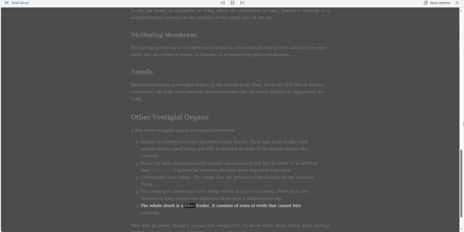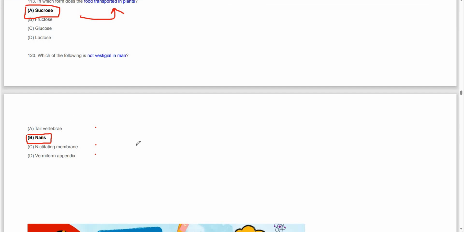The whale shark is a filter feeder. It has rows of teeth that cannot bite anything. This was all about vestigial organs and vestigiality. So we got a proper understanding of what vestigial organs are.